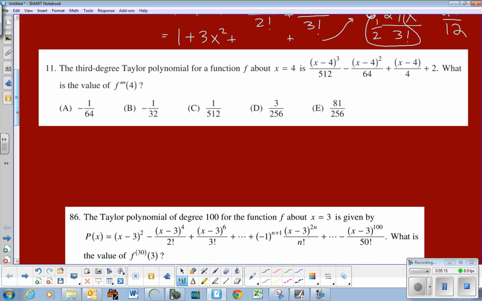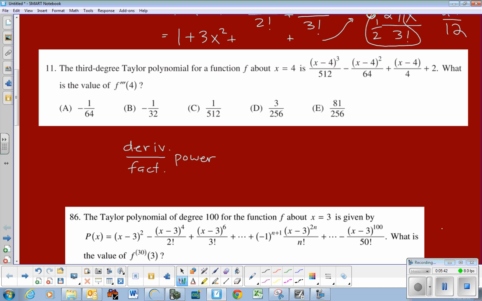Next, this is typical of what you will see as far as Taylor polynomials go. The third degree Taylor polynomial about x equals 4, so that's why all the powers are x minus 4 to that power, is given. What's the value of the third derivative evaluated at 4? So remember, each term is derivative over factorial times power.